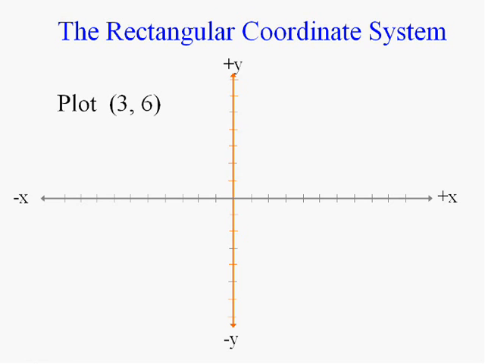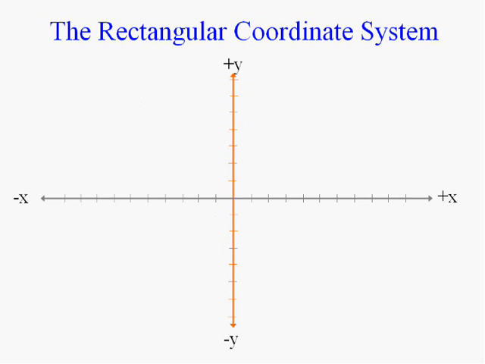How about the point 3, 6? Well, once again, start at the beginning. We call that the origin, the 0, 0 point. Do your x over 3, don't draw anything yet, and then from there, go up 6. Up because it's positive, and there's your point.